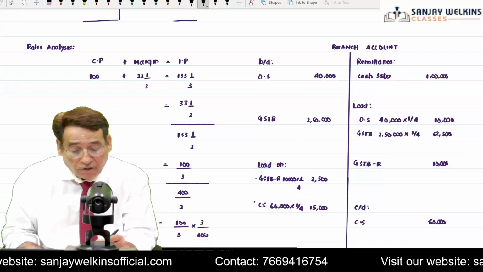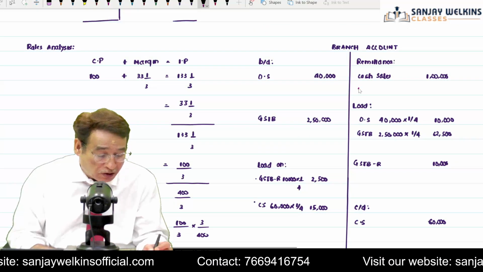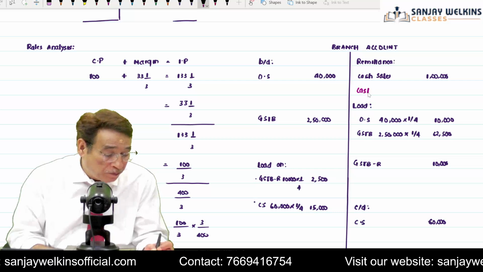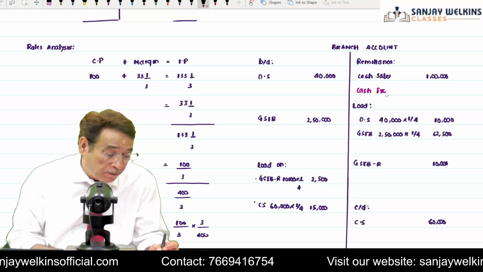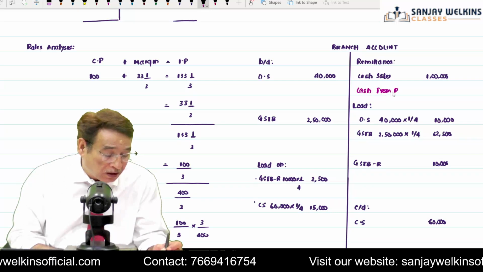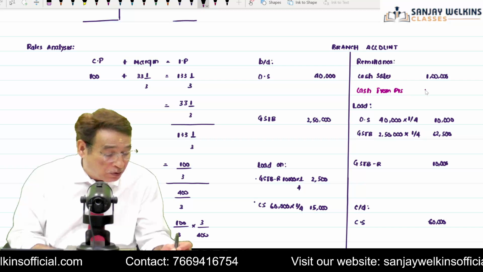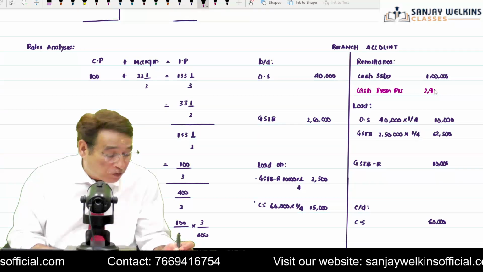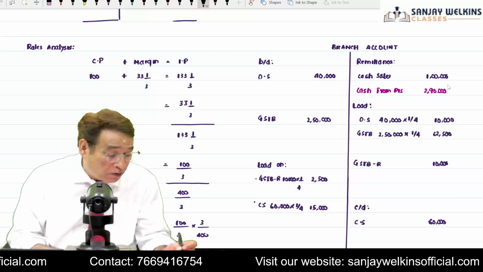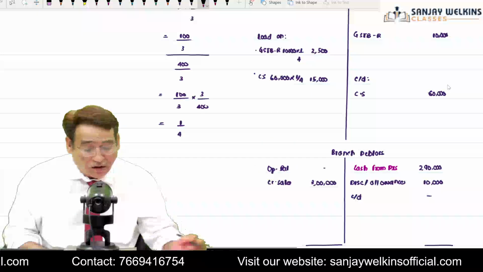So cash receipt from debtors will be put over here. Cash from debtors, in this case, you are going to write here 2,90,000. 2,90,000 will be the amount of debtors. Is it clear to you or not?